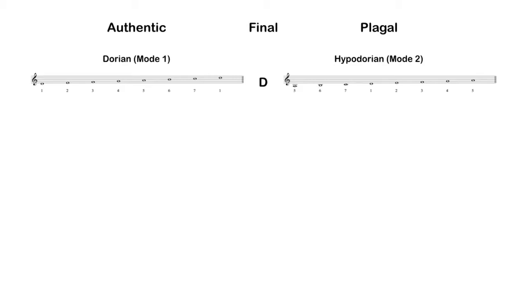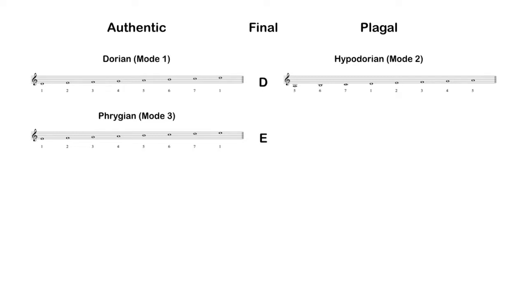And that was the second mode, the Hypodorian mode. So notice that the authentic mode, the first mode, the Dorian mode, had a final on D, and its plagal partner, the Hypodorian mode, had a final on D. The range of the Dorian mode spanned from D to D, but the range of the Hypodorian mode spanned from A to A.